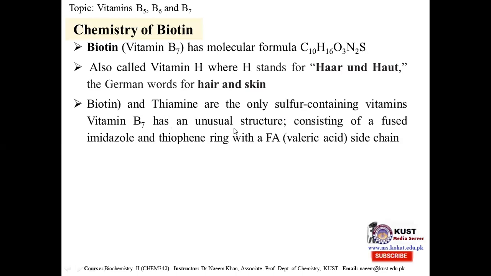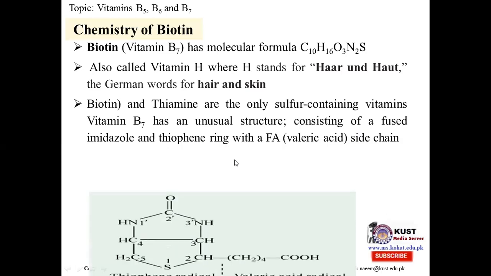B7 has an unusual structure consisting of a fused imidazole and thiophene ring with a fatty acid side chain. Two important points we are discussing here. Biotin contains sulfur, and the only other vitamin which has sulfur is thiamine. Next, its structure is unique, and it consists of imidazole fused with thiophene and also has a fatty acid in the side chain.